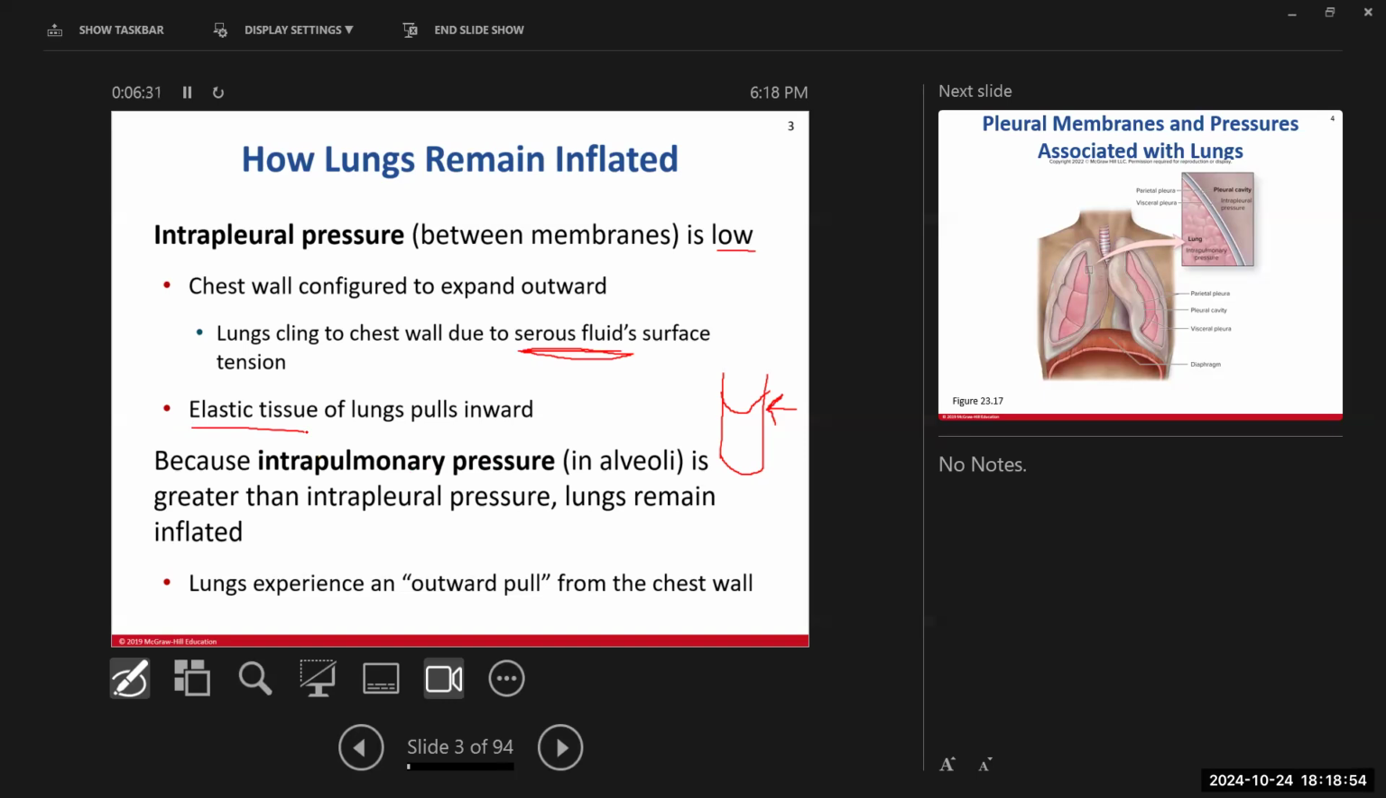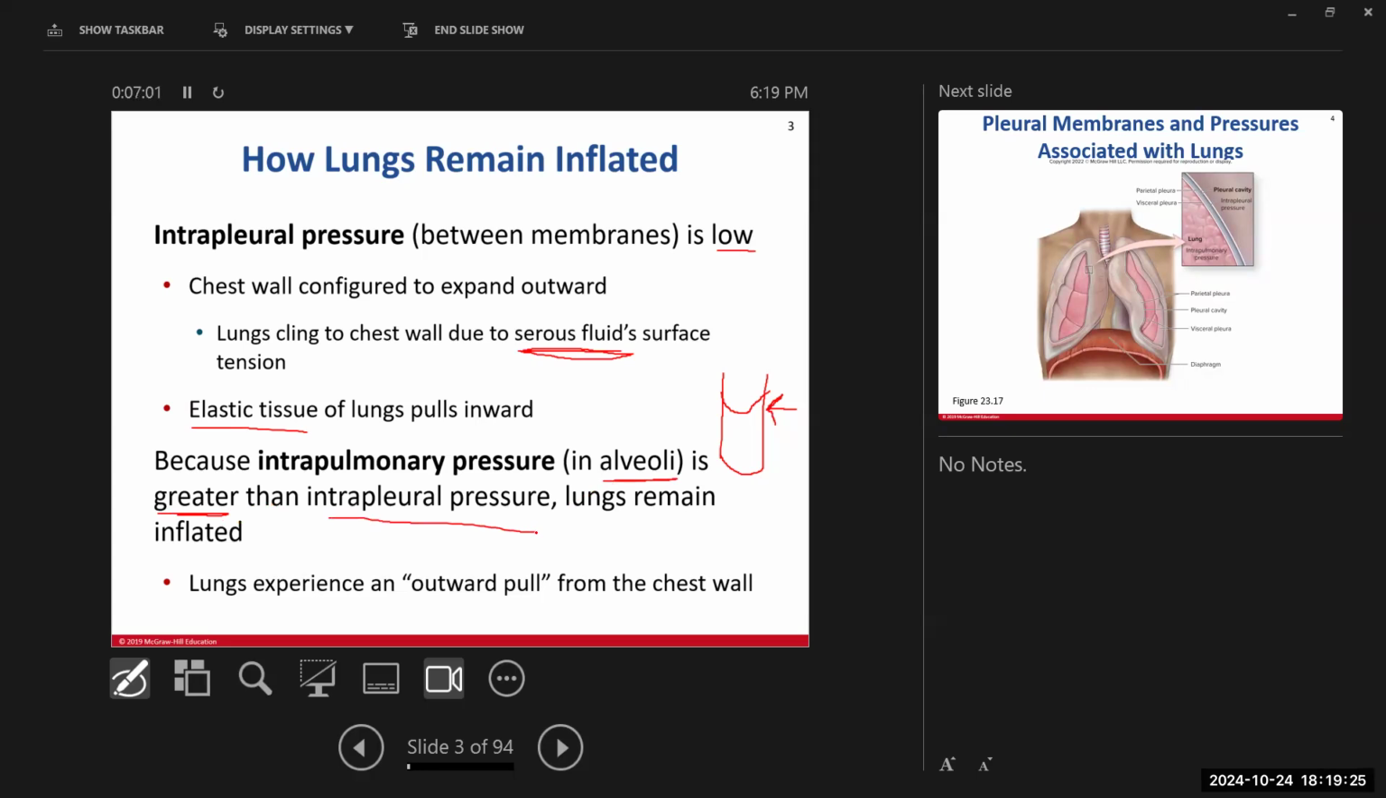Another pressure that we're going to talk about is what we call intrapulmonary pressure. That's the pressure in the lungs, specifically in the alveoli. Now, here's the thing. The pressure in the lungs, the intrapulmonary pressure, should always be greater than the intrapleural pressure. Otherwise, collapse. Right? Otherwise, collapse.